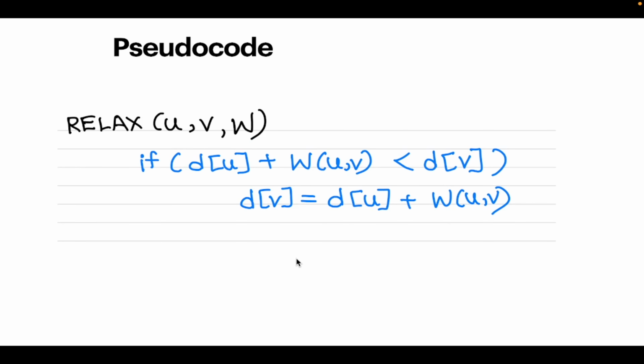And here's the pseudocode for the edge relaxation. That is, if we have found a better way to reach vertex V, we update the distance estimate to a better one. D of V is set to D of U plus the weight between vertex U and V.